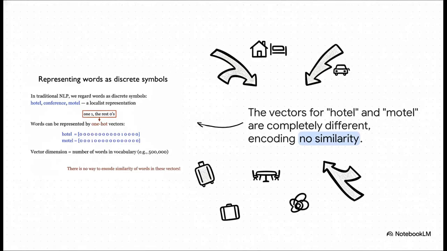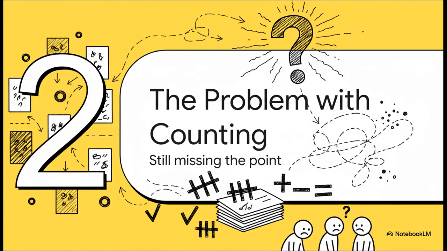And here is the problem in a nutshell. To the computer, the vector for hotel and the vector for motel are just two totally different light switches that happen to be on. There's zero connection between them. The computer sees them as being just as different as hotel and aardvark. It's a complete dead end if you want to actually understand meaning. So, yeah, that whole one-hot encoding thing, it was a bust.